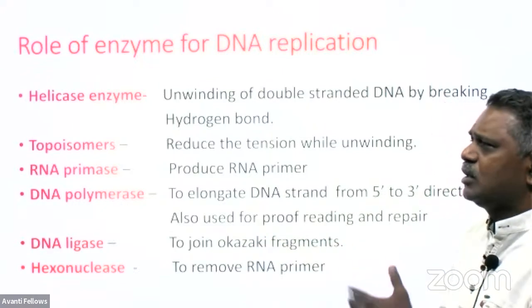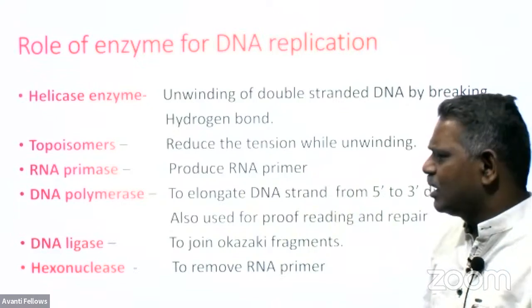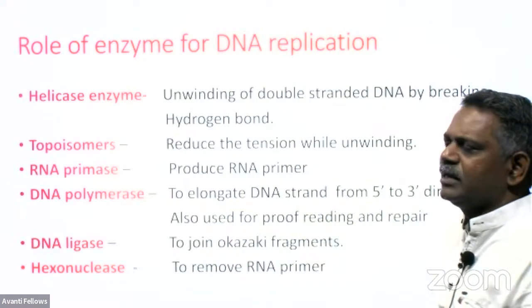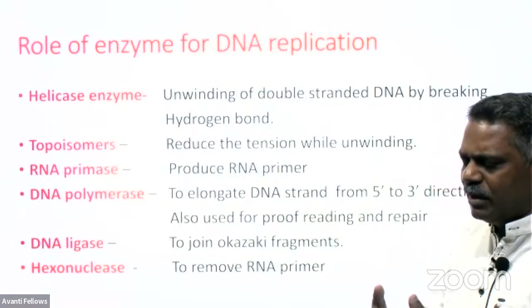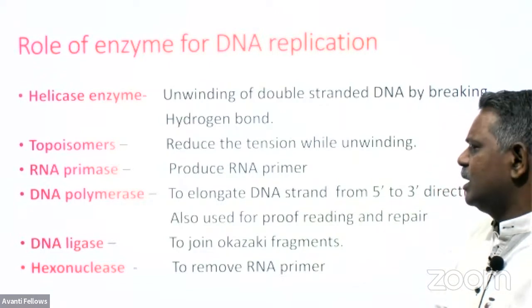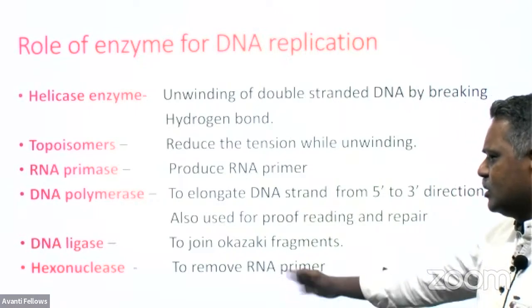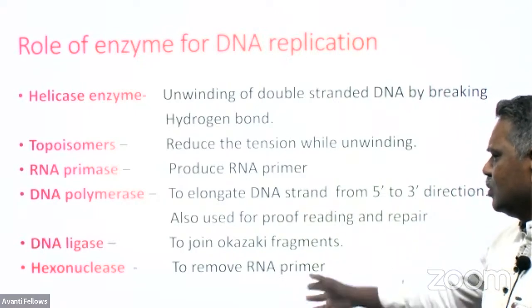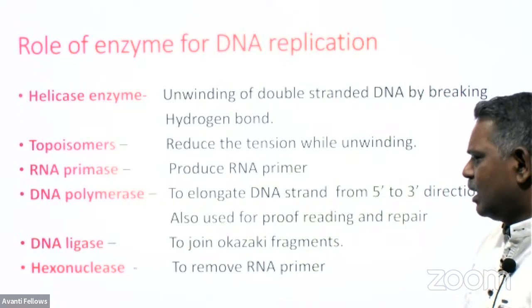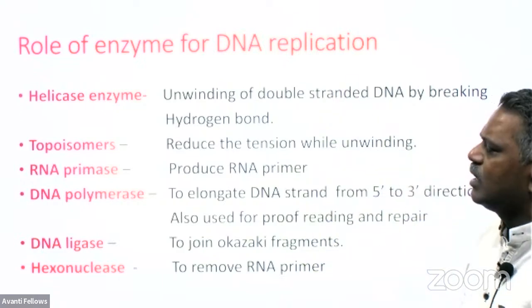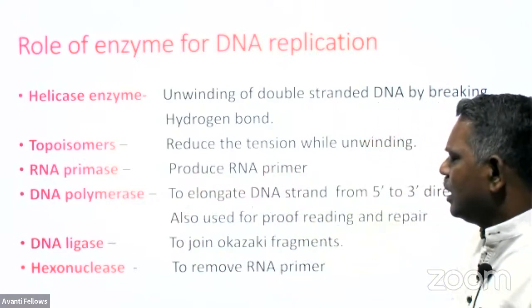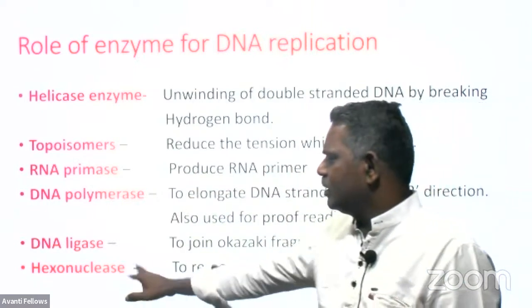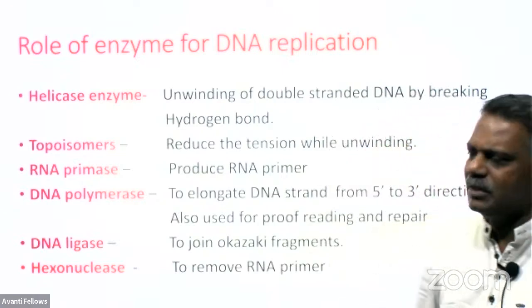These are joined together to form a continuous DNA strand with the help of what? The ligase enzyme. It acts as the glue to bind the fragments of the DNA. And the exonuclease enzyme is to remove the RNA primer. After constructing a new strand of DNA, that RNA primer should be removed, and that is with the help of the exonuclease enzyme only.